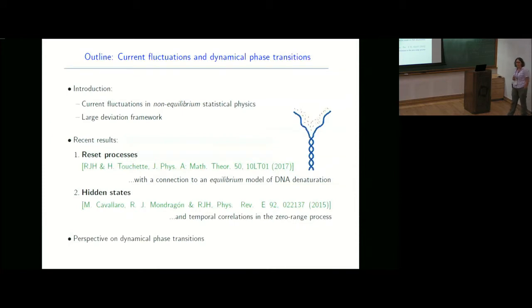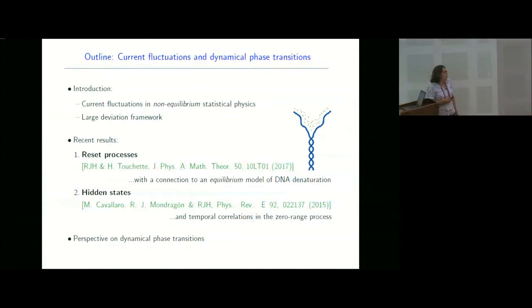So let me give you an outline so you know where we're going. I'll start with quite a brief introduction to the idea of current fluctuations, which is of great interest in non-equilibrium statistical physics, as we heard last week in the series of talks by Bernardo. And then, of course, large deviations themselves need very little introduction to this audience.